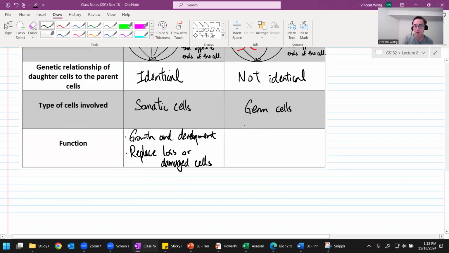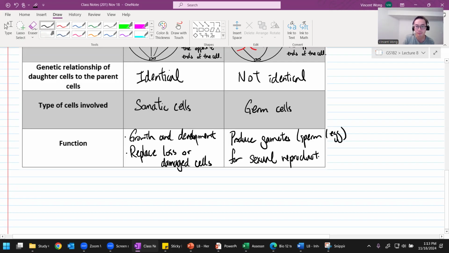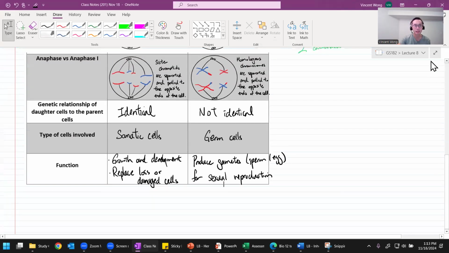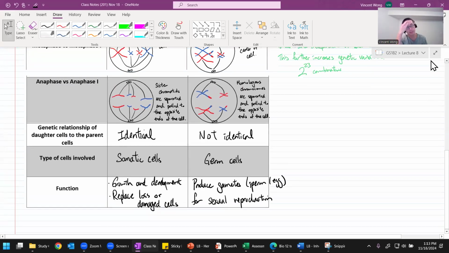For sexual reproduction, sorry, for meiosis, I gave the answer away. For meiosis, the function is to produce gametes, okay, which is sperm and eggs in humans for sexual reproduction. All right, that's it. That's the comparison between mitosis and meiosis. Anybody want to ask me anything before we move on?